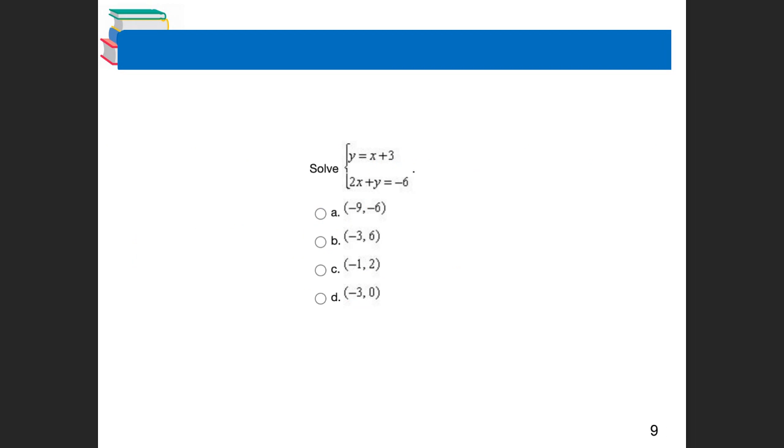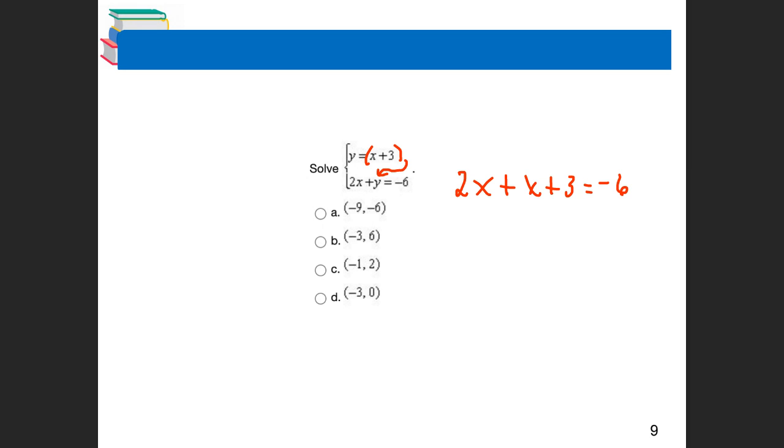Number two, it asks us to solve this problem, the system of equations. And in this problem, I know y is equal to x plus 3. So wherever I see y, I'm going to plug in x plus 3. So this is going to end up being 2x plus, well, in place of y, I'm going to put x plus 3 is equal to negative 6.